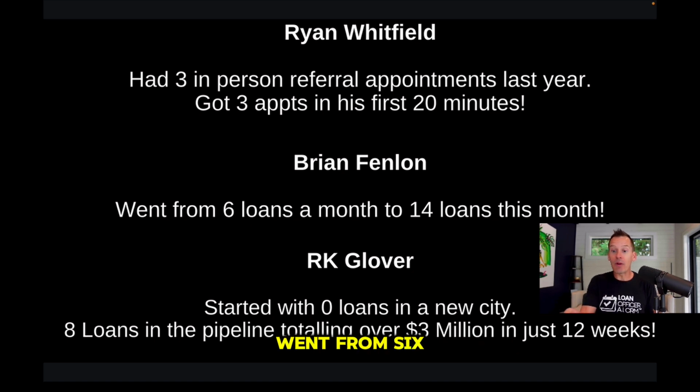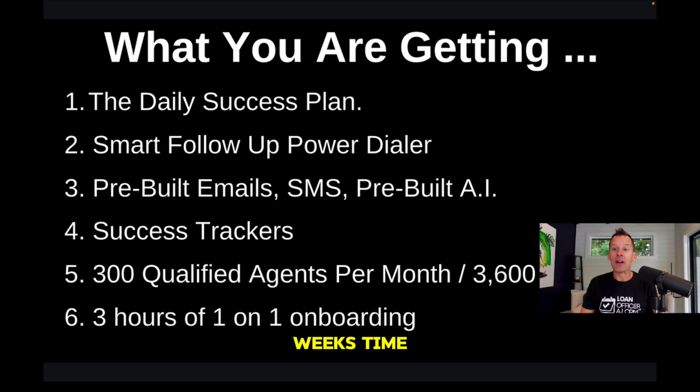Brian Fenlon went from 6 loans a month to 14 loans this month, following the daily success plan and the fundamentals that we teach here at the Mortgage Marketing Animals. RK Glover started with 0 loans in a brand new city, moved all the way across the country. Now he's got 8 loans in his pipeline, totaling over $3 million in just 12 weeks time.